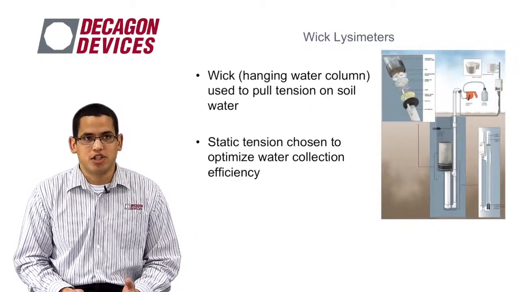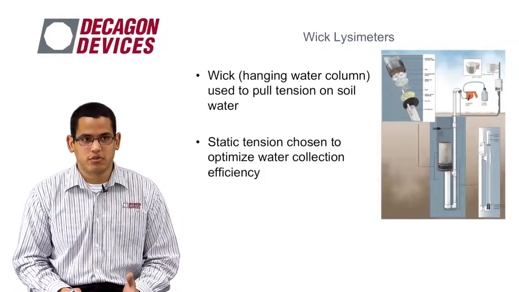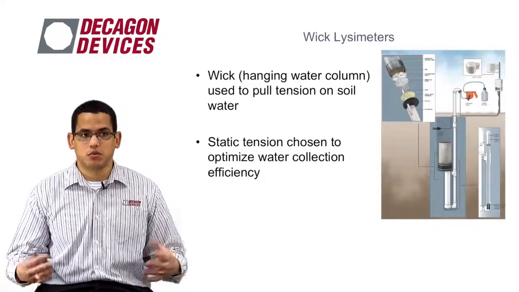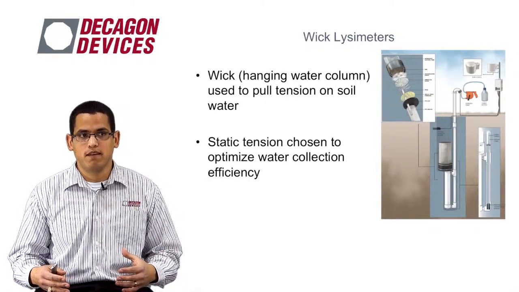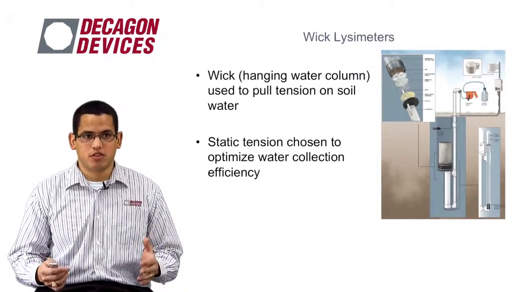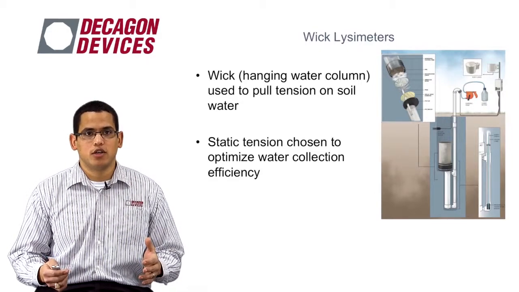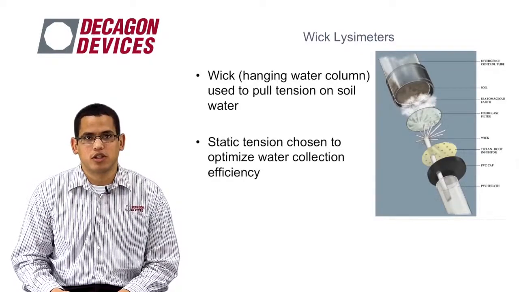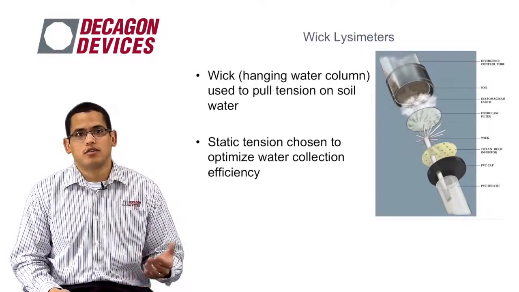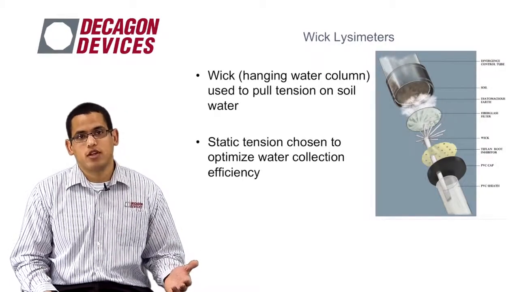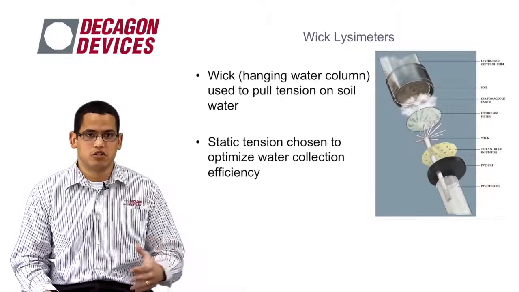But one of the more common static tension lysimeters is a wick lysimeter. Essentially what you're doing with a wick lysimeter is using a wick to create a hanging water column, and that is used to pull tension on the soil water. And we try and choose a static tension that will optimize the water collection efficiency. You can kind of see a breakdown of what a wick lysimeter would look like. We would have, for example, a 60 centimeter wick in contact with the soil, pulling the water into a sampling reservoir.